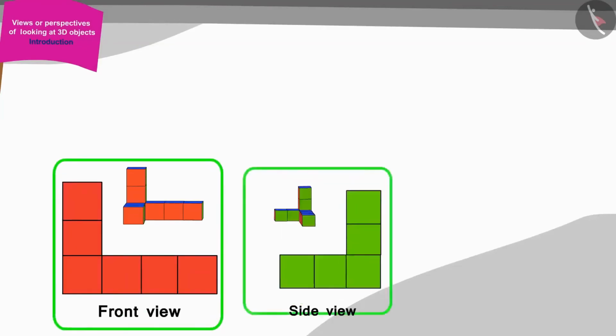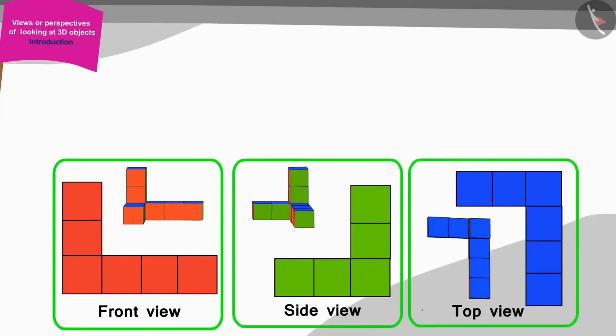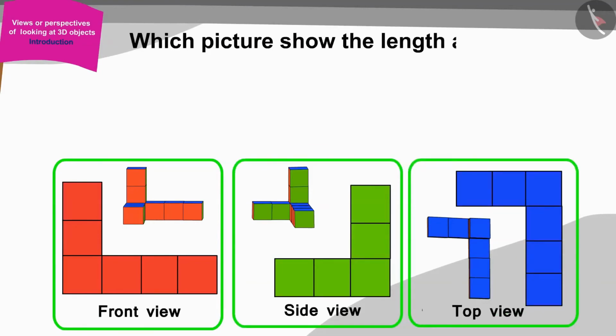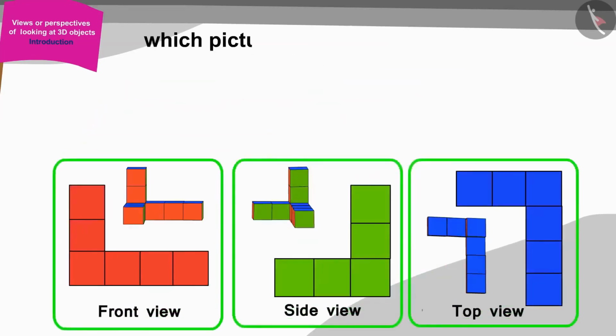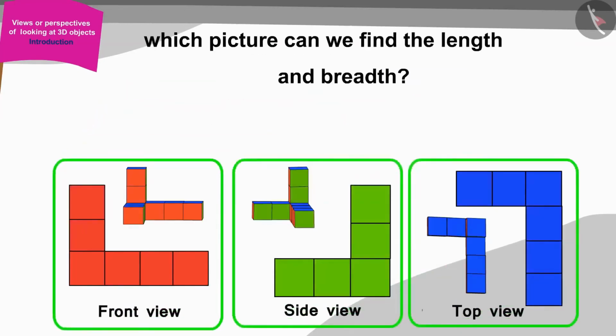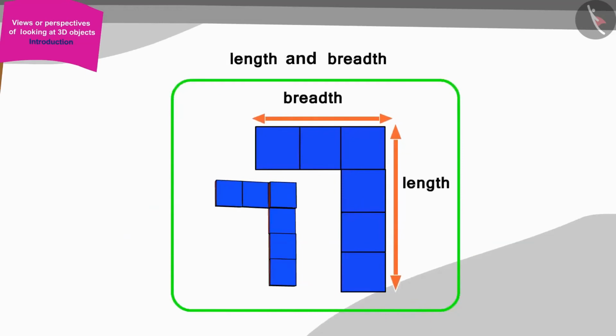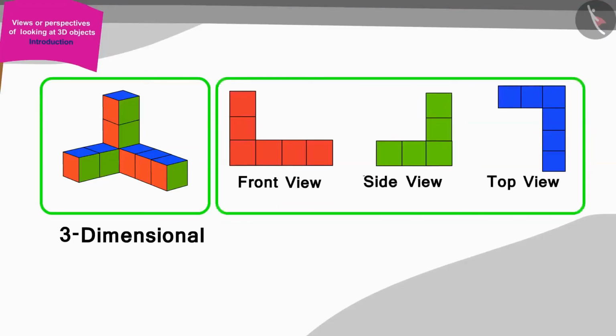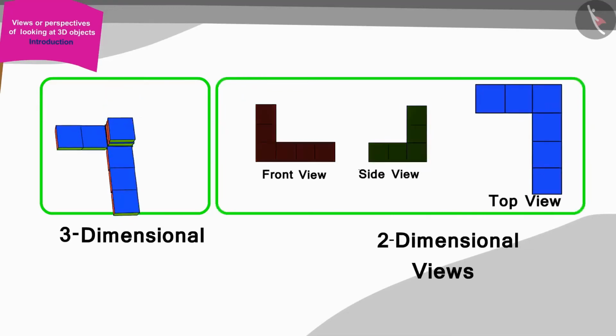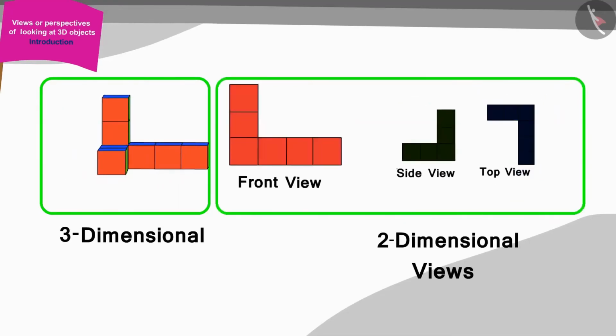Children, can you tell by looking at which of these pictures you can find out the length and height of Golu's shape? That's correct. From this picture. And from which picture can we find the length and breadth? That's right. From this picture. In this way, children can make three-dimensional views of any two-dimensional shapes. Top view, front view, side view.